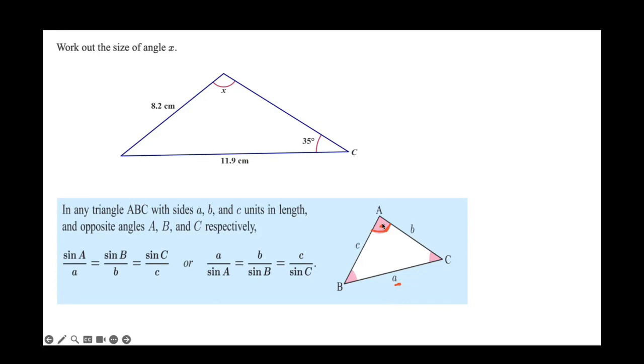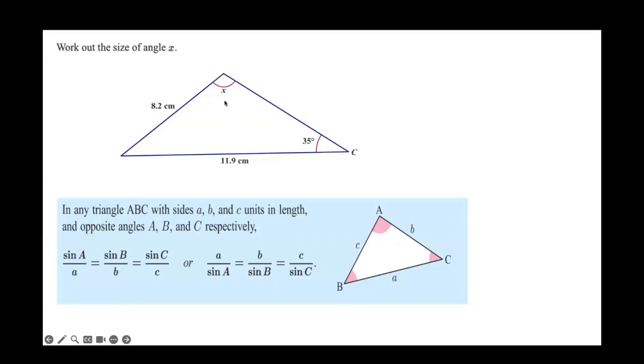That is, the ratio of the sine of the angle A to the side opposite to it, which is small a, is the same as the ratio of sine of this angle B to the side which is opposite to the angle B, which is small b in this case, which is also the same as the ratio of the sine of the angle C to the side opposite to angle C, which is small c.